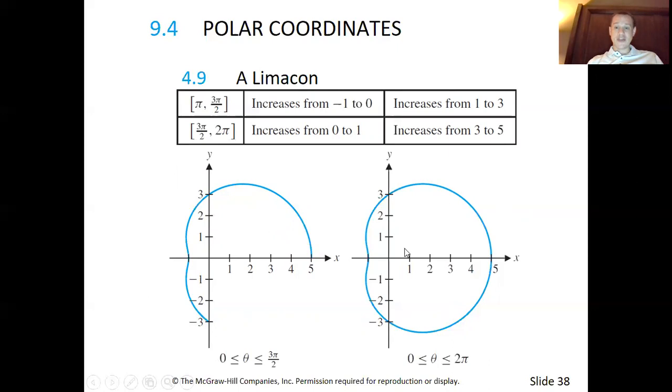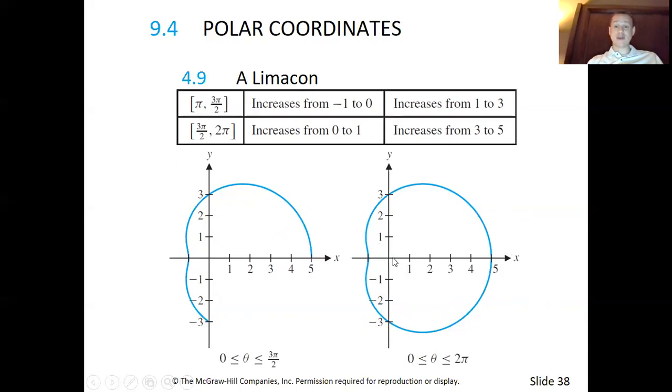So what happens when theta is 0? Well, we got 3 plus 2 cosine of 0. Cosine of 0 is 1. 3 plus 2 would be 5. So my radius is 5. So at angle 0, I am 5 away, and it starts right here. How do you pick points to check where you're at?